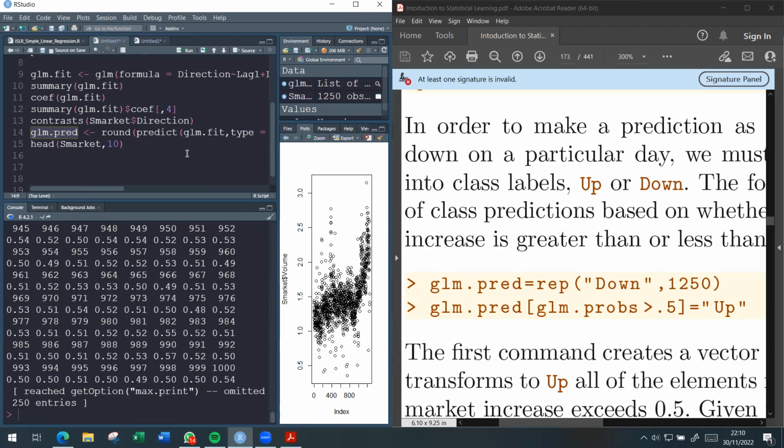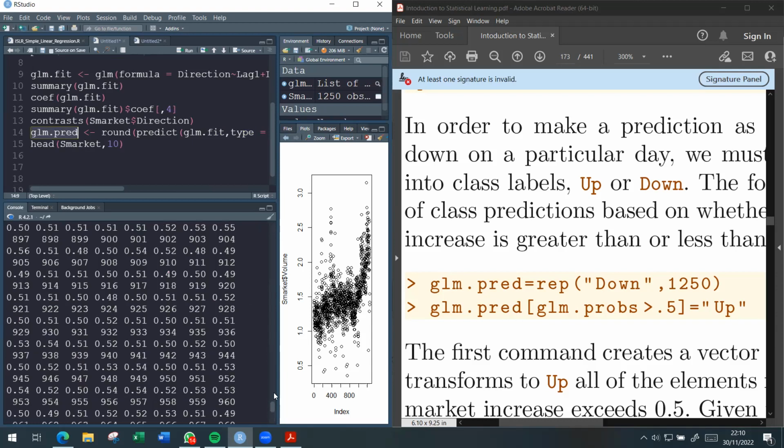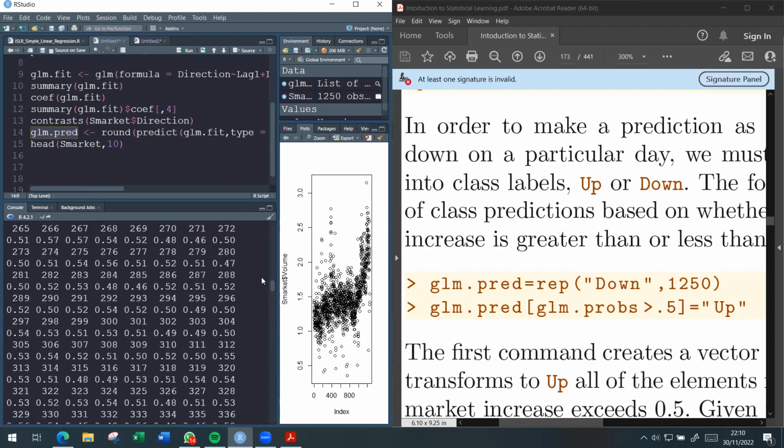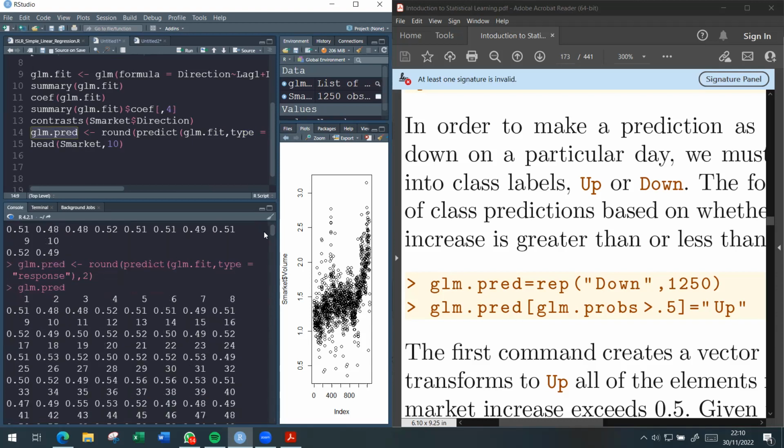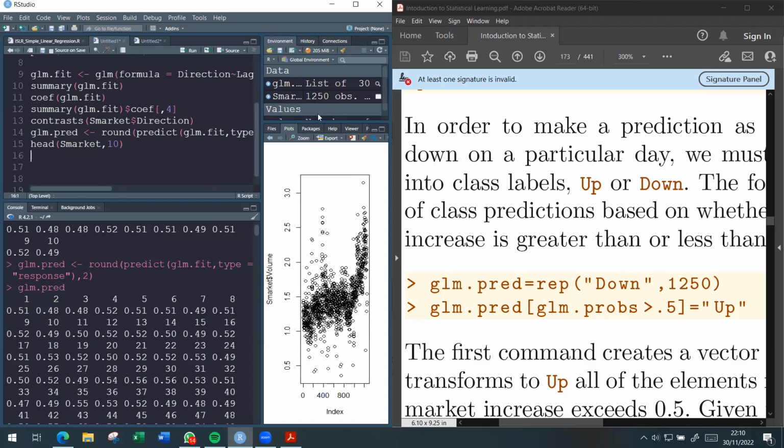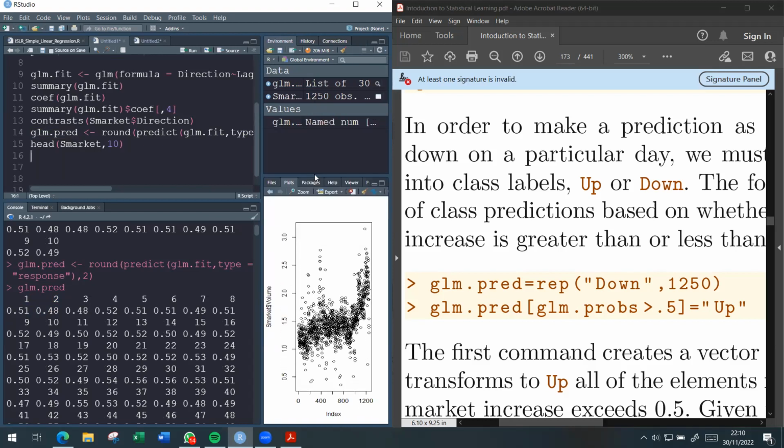So those are the first 1,000 predictions, courtesy of our model. I always forget how to remove the header of these vectors. Probably been a bit more useful without them. But anyway, 0.51, 0.48. So we have a vector of 1250 values.